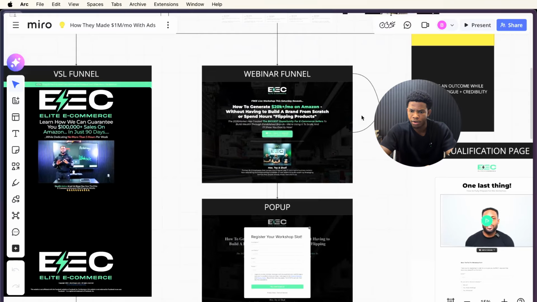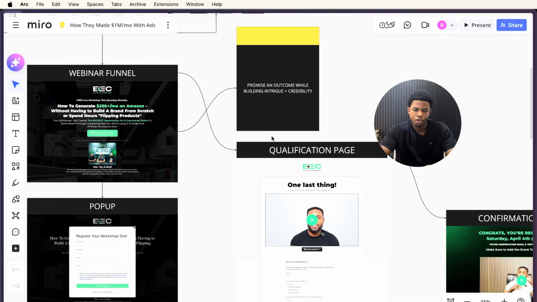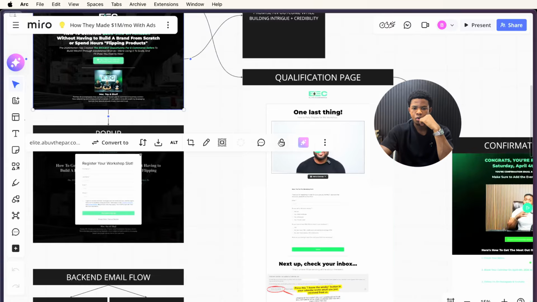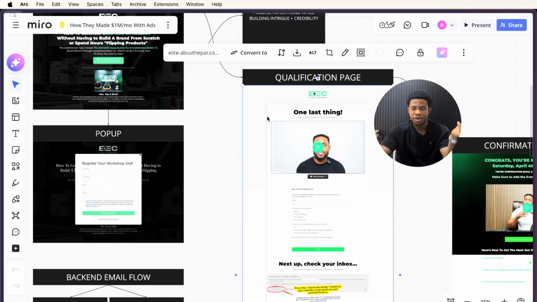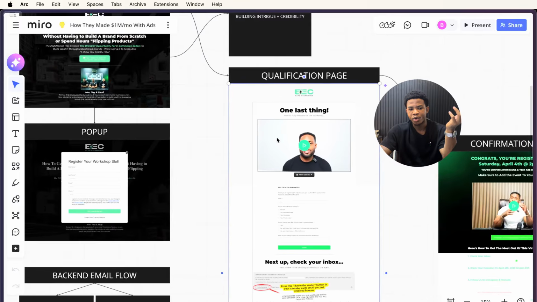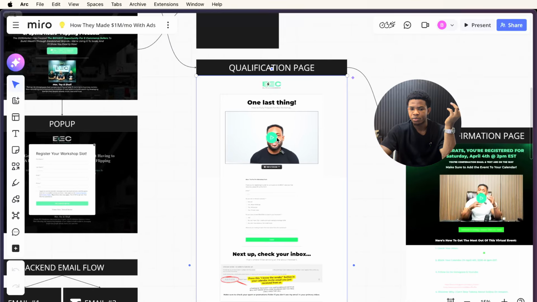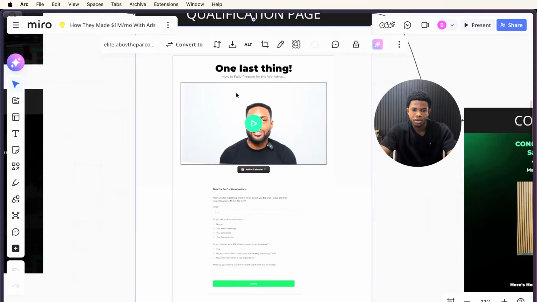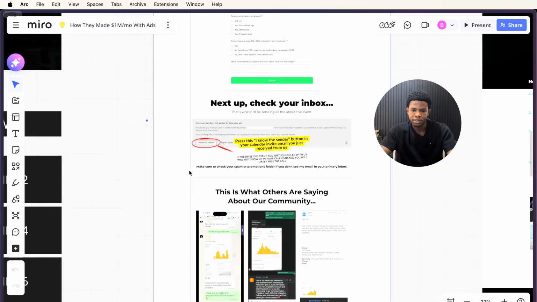I wouldn't change the copy right now. I would probably split test something in the future, but for now, I wouldn't change anything there. And then here you can see that from the main page to the qualification page, the themes are basically swapped. So we need to keep the themes consistent, and also make this entire thing really clean.